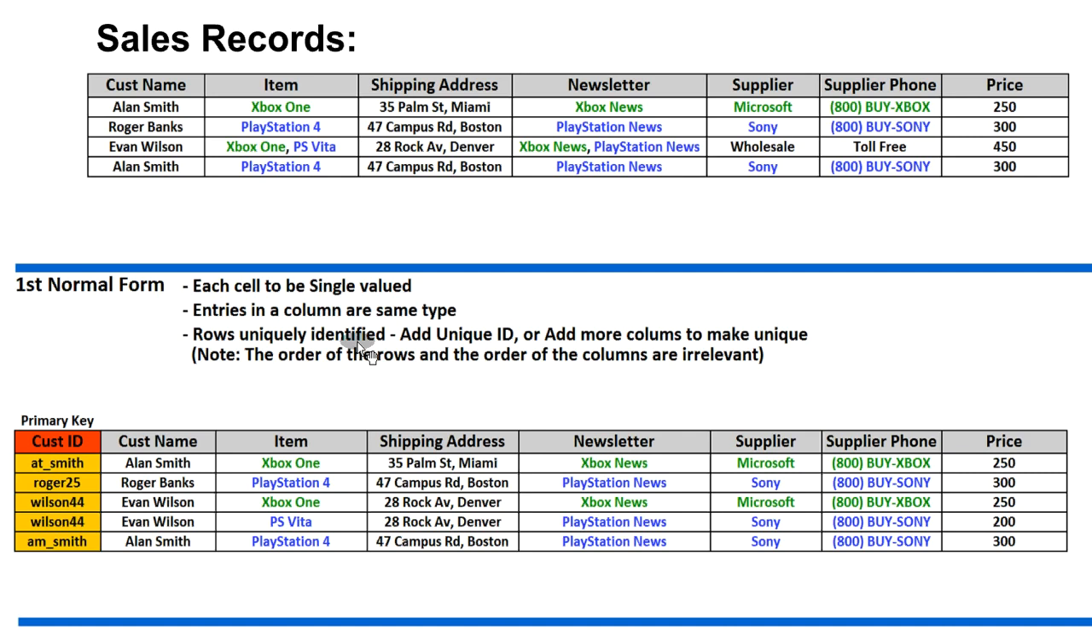And the rows must be uniquely identified. So these people are made to create some kind of customer ID that they can use to sign in to this website. This person's name happens to be Alan Thomas Smith, so he created a user ID, AT Smith. Roger Banks has Roger 25, Evan Wilson is Wilson 44, and this person's name happens to be Alan Michael Smith, so his user ID is AM Smith. So now we know for sure that these two people have nothing to do with each other, and now we can uniquely identify each of these customers.